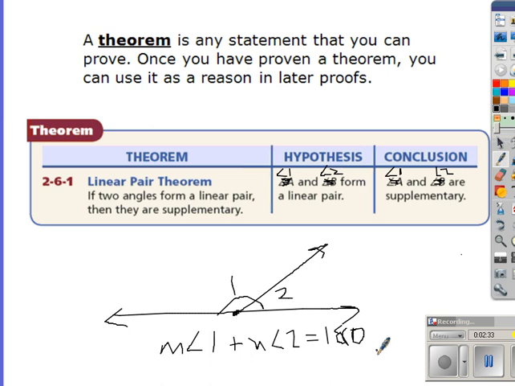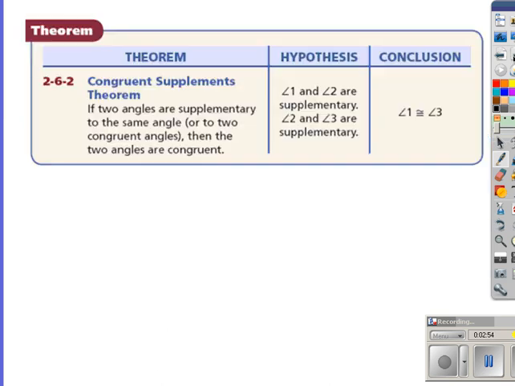Now you may have used this in the past already, but according to the rules of mathematics, you should have proven it first. We kind of skip that every now and then, but now that we know what it's called, if we ever have to justify why angle 1 and angle 2 are supplementary, now we have a justification. Linear pair theorem. We'll look at another one here.